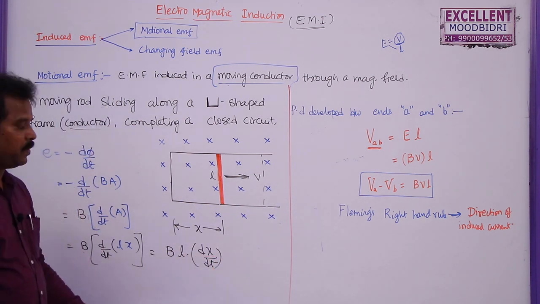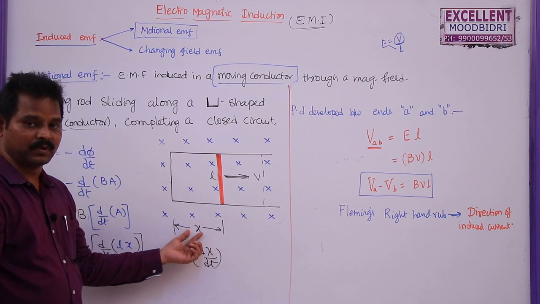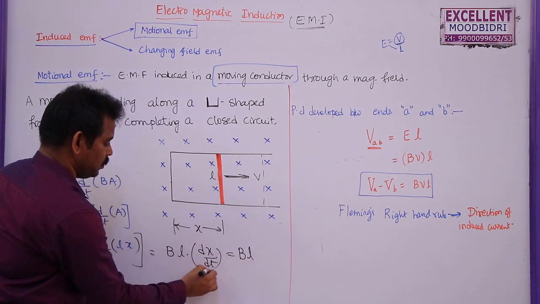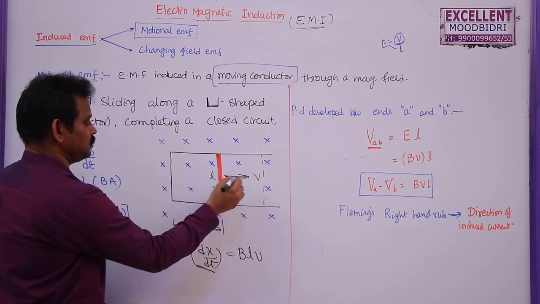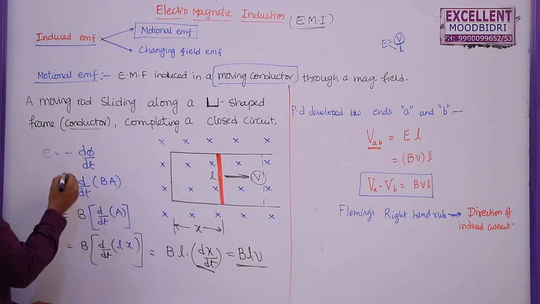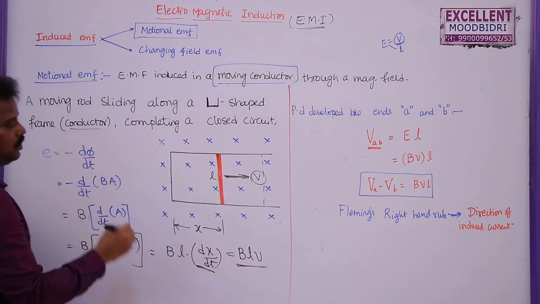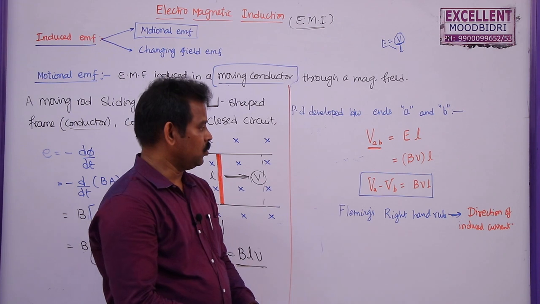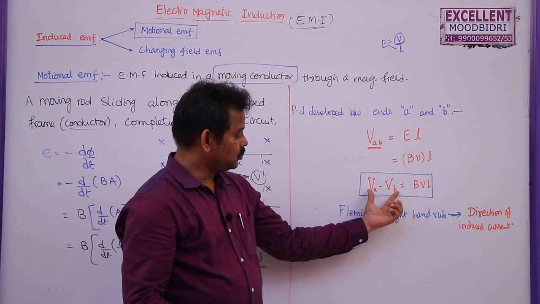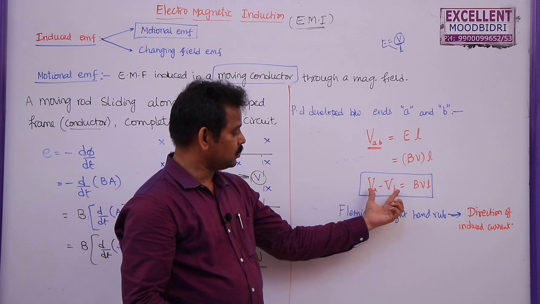What is this dx by dt? The rate at which x is changing with respect to time. So you can write BL, and dx by dt is the velocity of this conductor, which is already given here. So the EMF induced in this conductor is given by E is equal to BLV. In the previous case also, we got V is equal to BVL. This is the potential difference between the two ends of that rod.